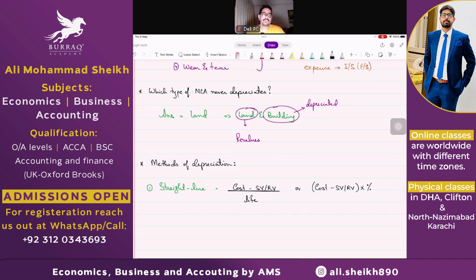Let's suppose the cost of the non-current asset is 10,000 and the scrap value is 1,000. So at the end of the term, after the usage of the non-current asset, the business might get 1,000 in return when they dispose of it. So I hope scrap value is clear to all of you.